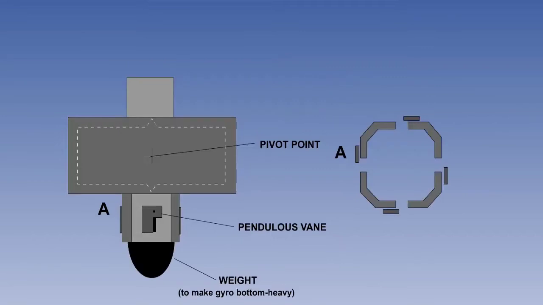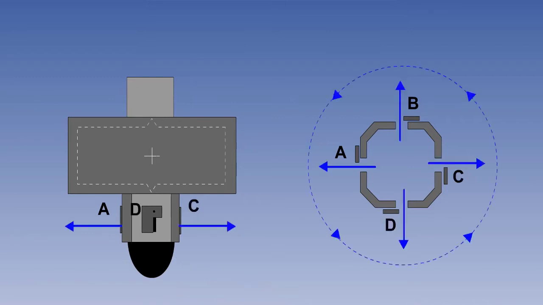If we look at a diagrammatic view of the gyro and rotor housing, we can see that at the base of the rotor housing there are 4 air exhaust ports. Each port is partially covered by a pendulous vane, which we will call A, B, C, and D. Air is exhausted through the partially open ports, and when the gyro rotor is vertical, the air being exhausted through the ports will be of equal and opposite pressure.